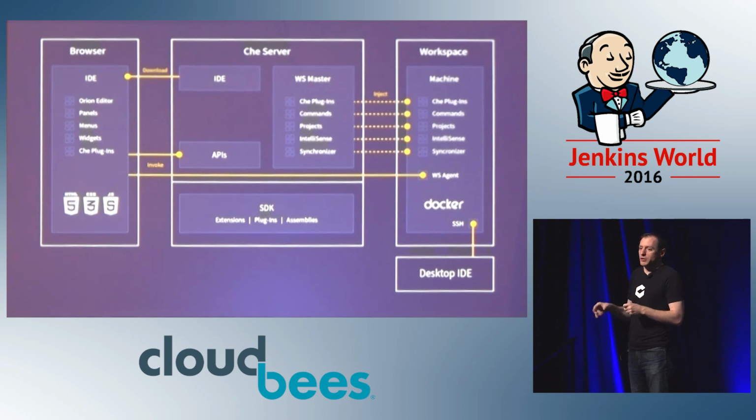After the workspace has been generated, your browser client or your desktop IDE client maintains a relationship both with the Che server and each workspace. The browser makes a direct connection to the workspace, into the agent, and inside that workspace will be a web terminal. There will be all the APIs. There's the SSH agent that we put in there, and there's a bunch of other things that go in there as well.